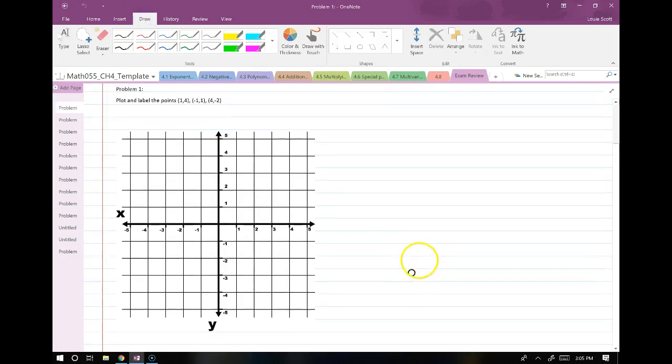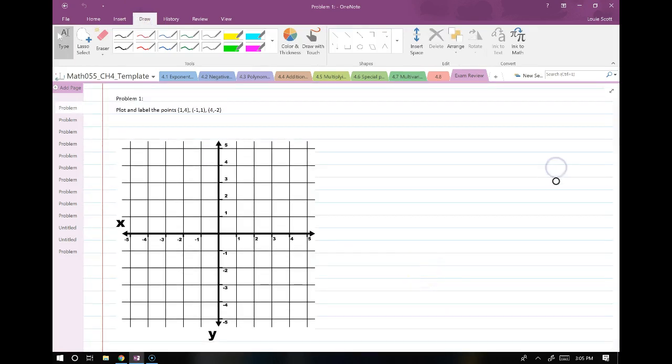To start out with, we are just asked to plot some points. They're not the same points. What's that? They're not the same points. Are you on the right packet? No.